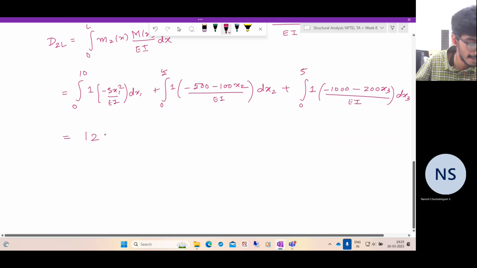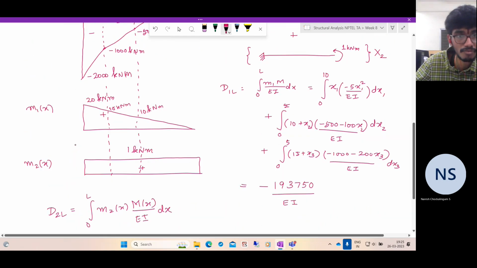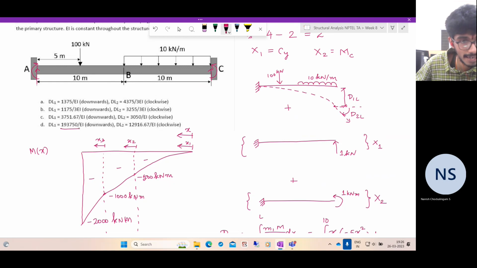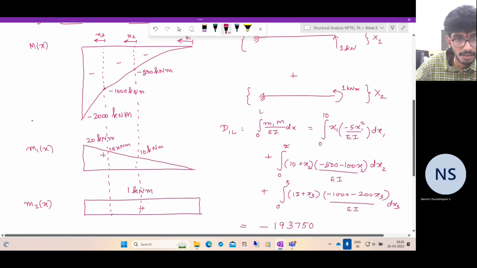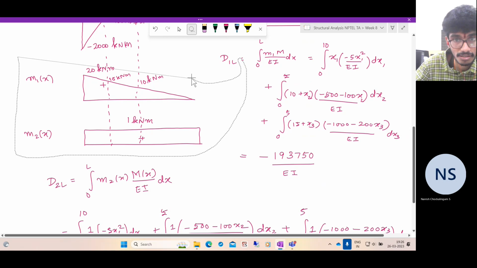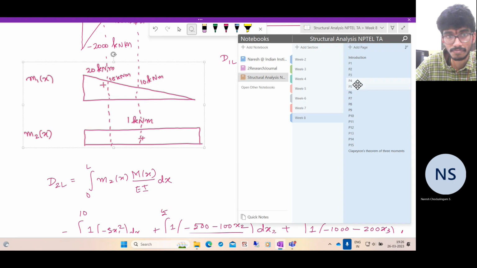If you evaluate these integrals, it's a simple mathematical exercise, and you find the answer as 12916.67 by EI with a negative sign. The negative sign indicates that these points actually move downwards as the loads are applied, which is consistent with our physical intuition. So the correct answer is option D, where we have 193750 and 12916. As in the last problem, we will require these virtual bending moment diagrams for determining the flexibility coefficients.